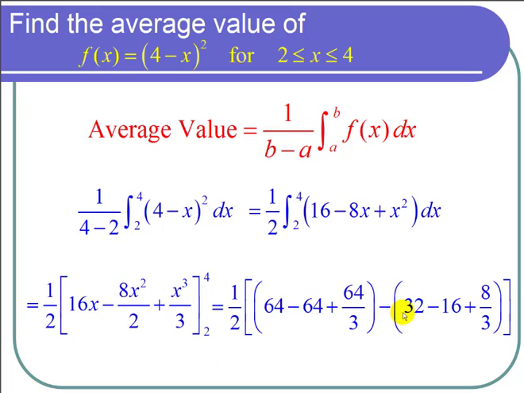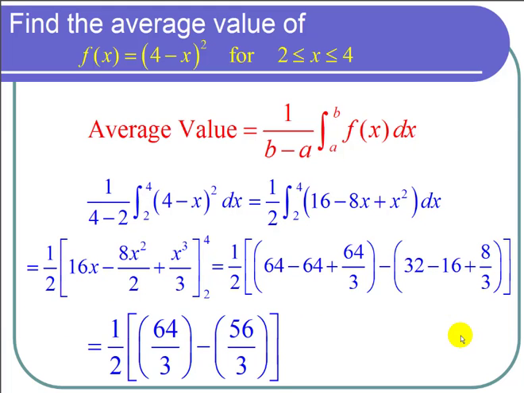16 times 2 is 32. 2 squared is 4. 4 divided by 2 is 2, times 8 is 16. And then 2 cubed is 8, and I get 8/3. Now it's just a matter of arithmetic. I completed the arithmetic, and what I came up with was 64/3 for the first term and 56/3 for the second term, and subtract that and divide by 2.